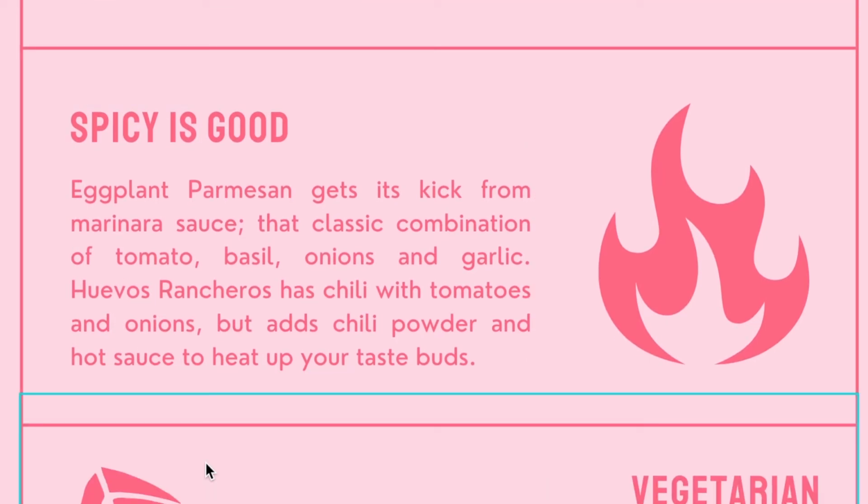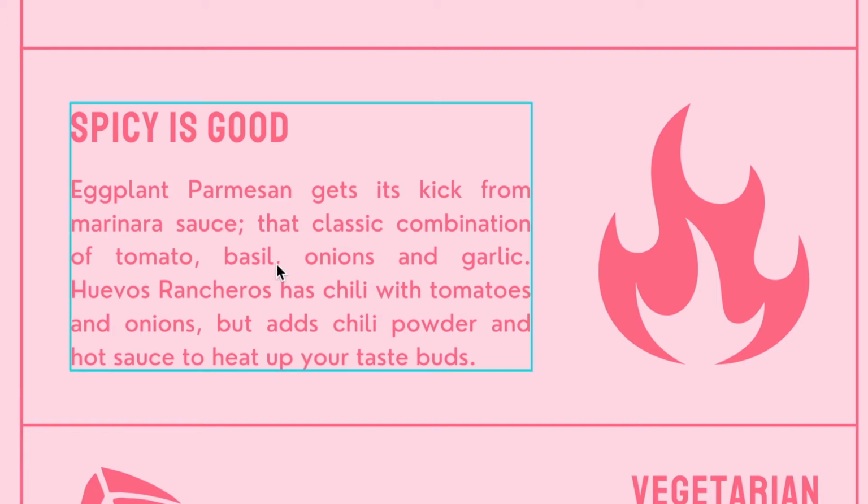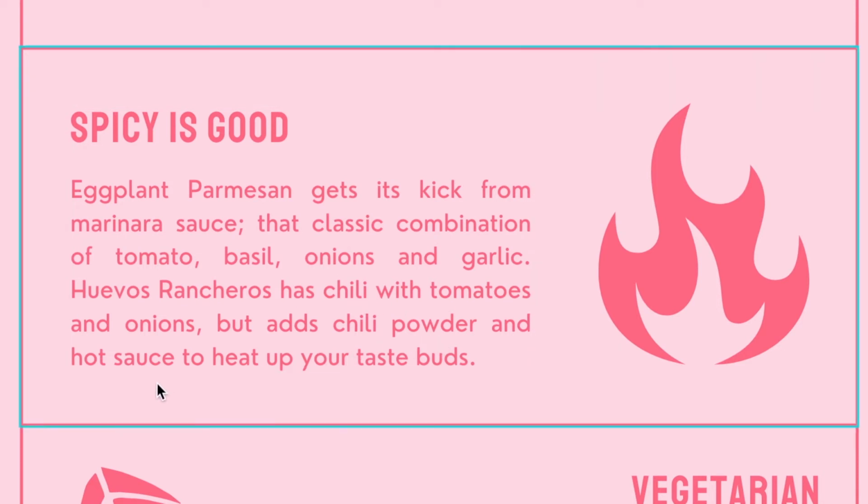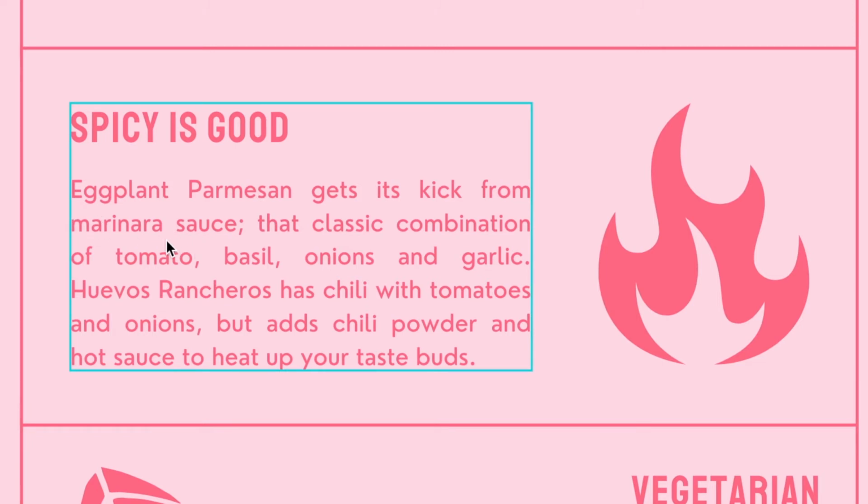Spicy is good. Ooh, we're talking about flavors now, aren't we? Eggplant parmesan gets its kick from marinara sauce, that classic combination of tomato, basil, onions, and garlic. Yum. Huevos rancheros has chili with tomatoes and onions, like we see up here, but we add chili powder and hot sauce to heat up your taste buds. So, marinara sauce is tangy tomato sauce. It's not like hot spicy, it's just good and gets your taste buds going. Whereas Huevos rancheros adds some heat.